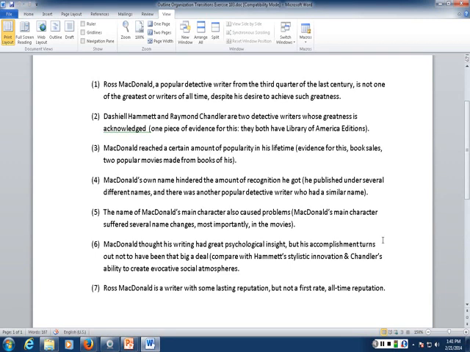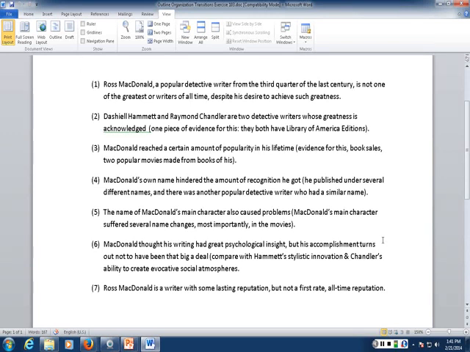Number 3, Macdonald reached a certain amount of popularity in his lifetime. Evidence for this would be book sales, 2 popular movies made from books of his. Number 4, Macdonald's own name hindered the amount of recognition he got. He published under several different names, and there was another popular detective writer who had a similar name.